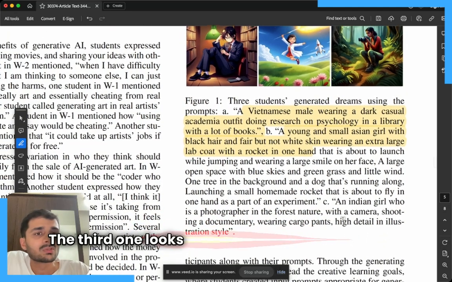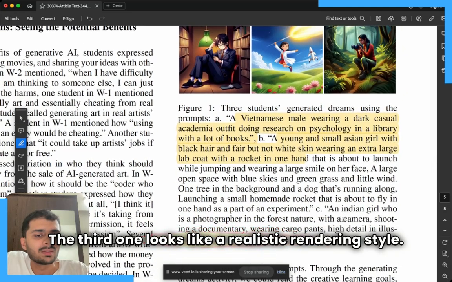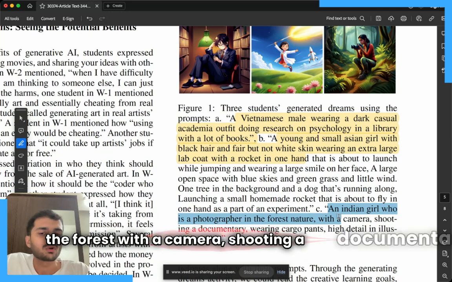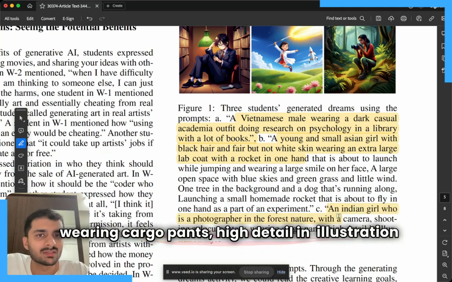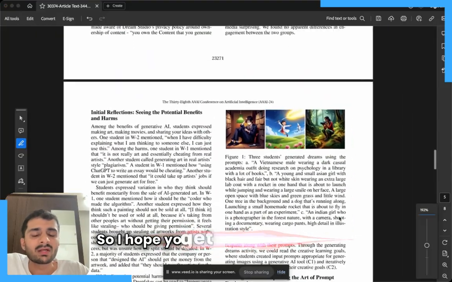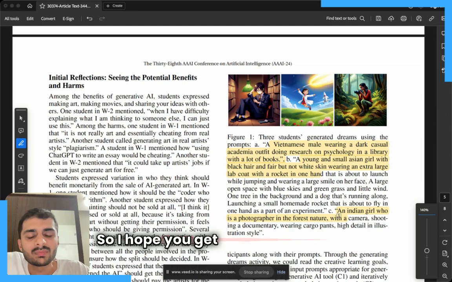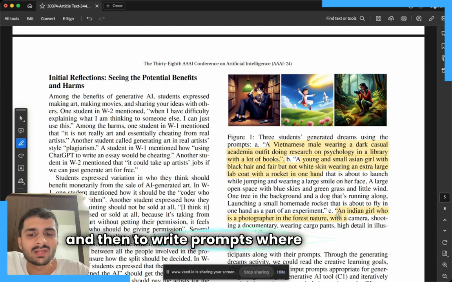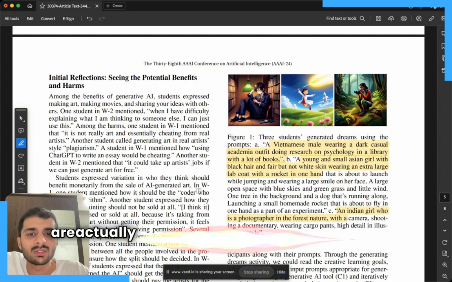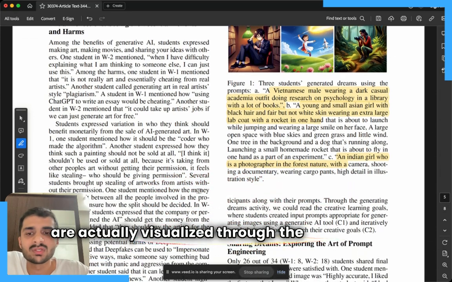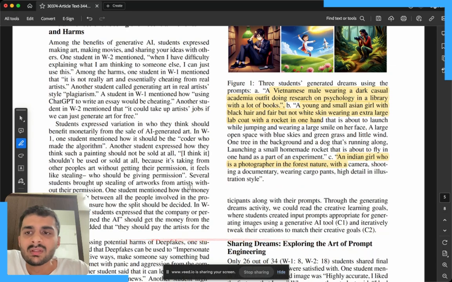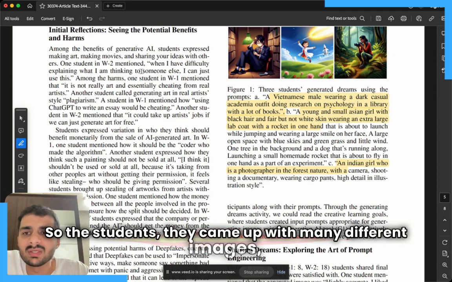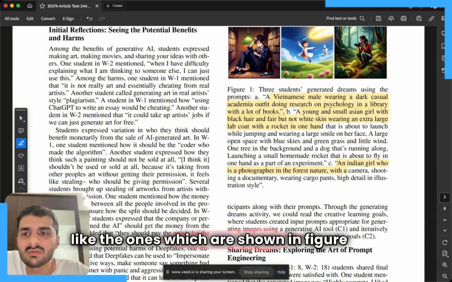The third one looks like a realistic rendering style. An Indian girl who is a photographer in the forest with a camera shooting a documentary wearing cargo pants, high detail in illustration style. So I hope you get it. The main objective of this study was to construct a dream and then to write prompts where the dreams are actually visualized through the generative AI algorithm. So the students came up with many different images like the ones shown in figure 1.